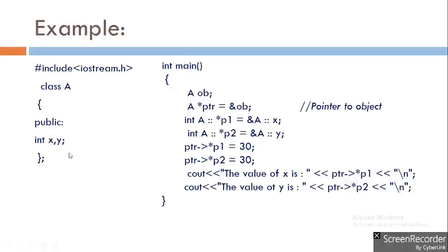Same example I have taken, where I have created PTR as a pointer to the object OB of class A. Here we can see that A star PTR equal to ampersand OB will create pointer PTR which points to the object OB of class A. Now same way as we did in our previous program, here I have declared pointer P1 which points to the data member X of class A, and pointer P2 which points to data member Y of class A.